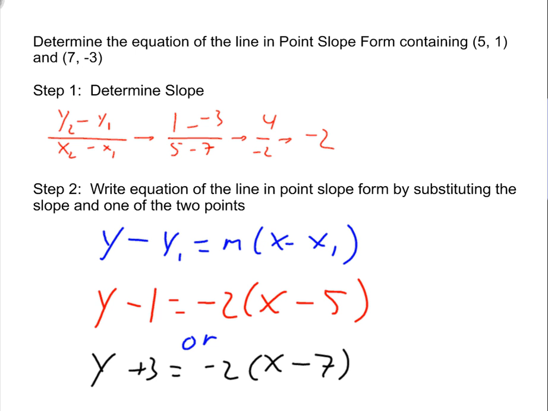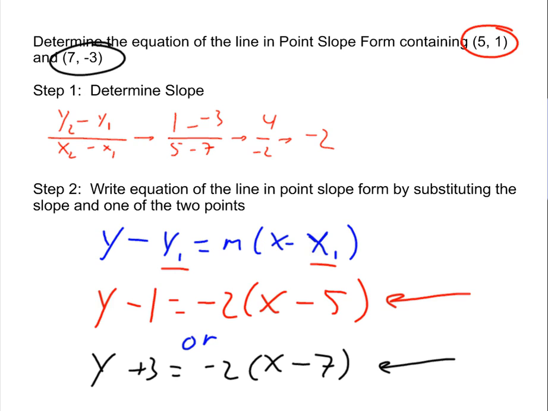Okay, so point slope form is y minus y1 equals m times x minus x1, where m is the slope and (x1, y1) is the point. So we have two options here. Our slope is going to be -2 either way, but you could have used the point (5, 1) and gotten this equation, or you could have used the point (7, -3) and gotten that equation. And both are correct because they actually both describe the same line.